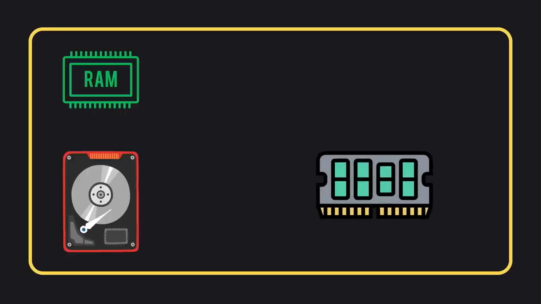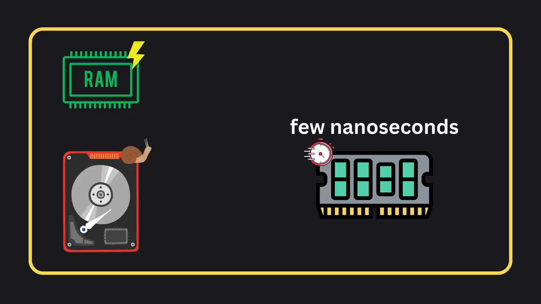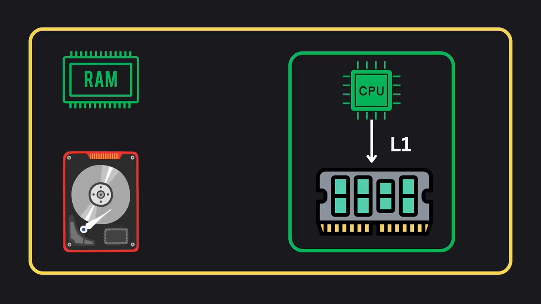The cache is smaller than RAM, typically measured in megabytes. But access times for cache memory are even faster than RAM, often just a few nanoseconds for the L1 cache. The CPU first checks the L1 cache for the data. If it's not found, it checks the L2 and L3 cache, and then finally it checks the RAM. The purpose of a cache is to reduce the average time to access data. That's why we store frequently used data here to optimize CPU performance.